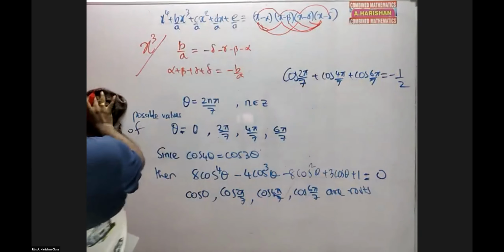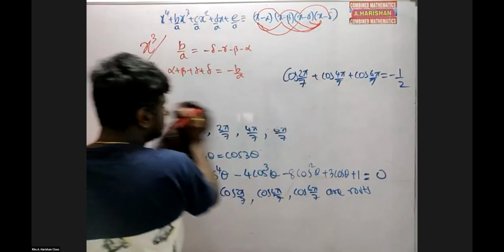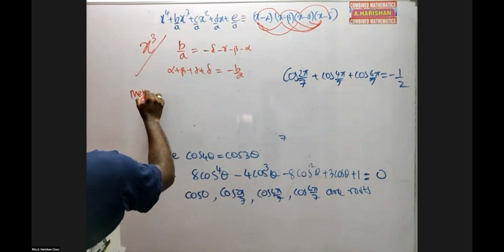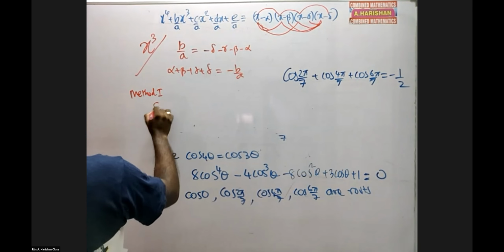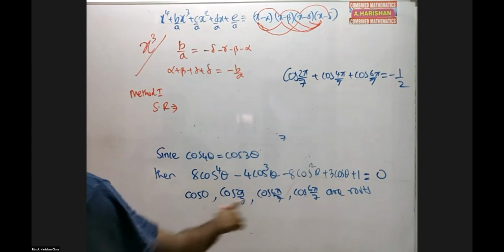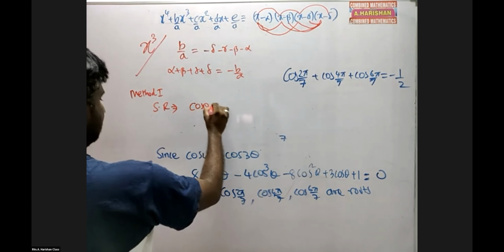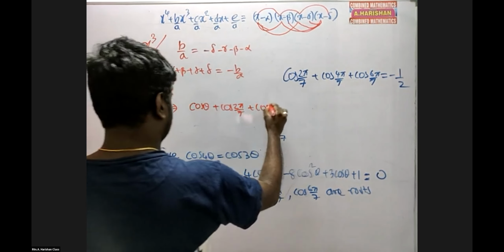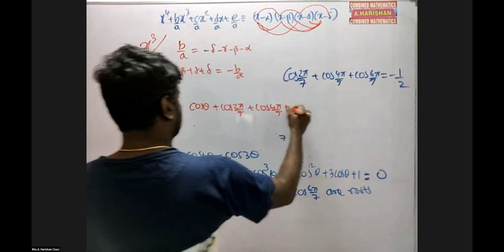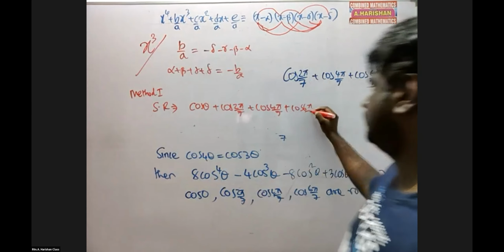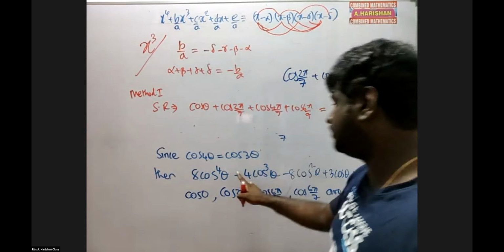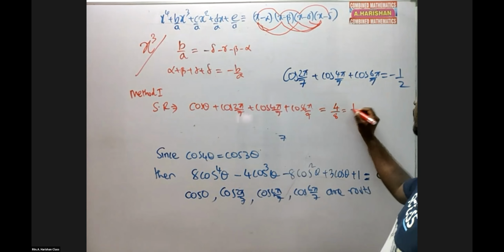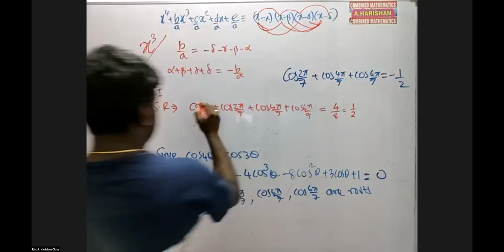So method 1, write down method 1. Method 1, summation of roots. Cos naught plus cos 2 pi by 7 plus cos 4 pi by 7 plus cos 6 pi by 7, that's going to be minus b over a. So it's going to be 4 by 8, that is half.